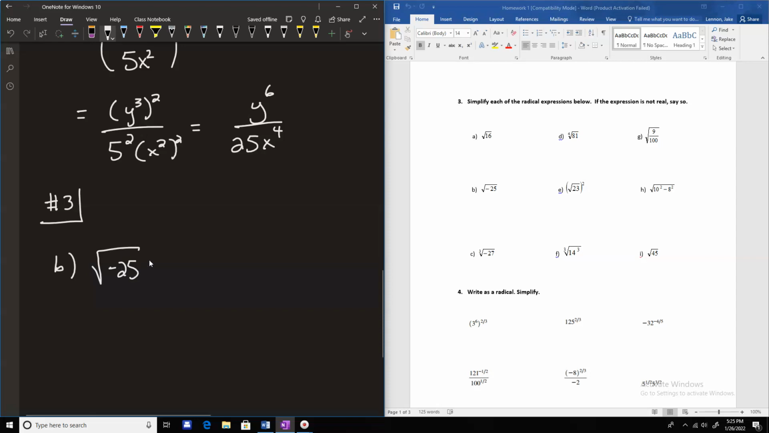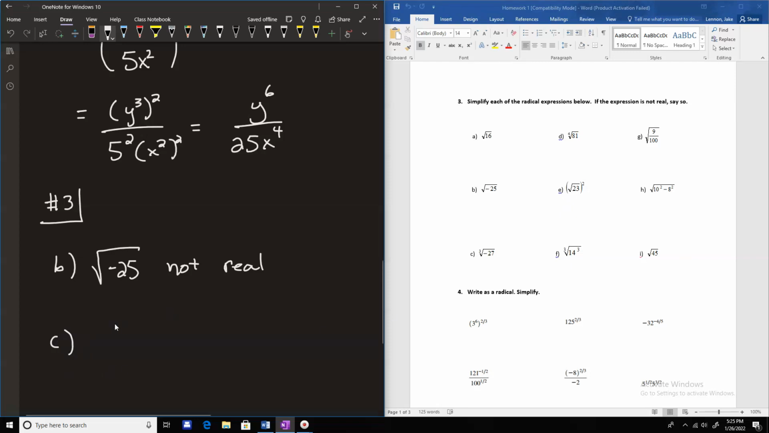When you take the square root of a negative, this is not real. You'll get an imaginary number. And I don't think we work with those too much. So for some of these, they're just clear inverse operations, E and F. Those are just very simple.